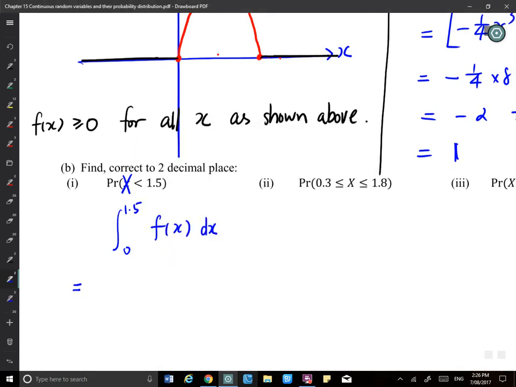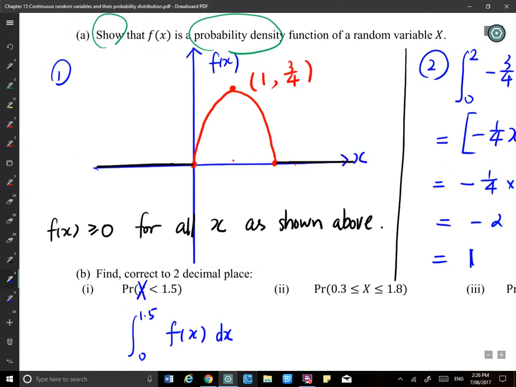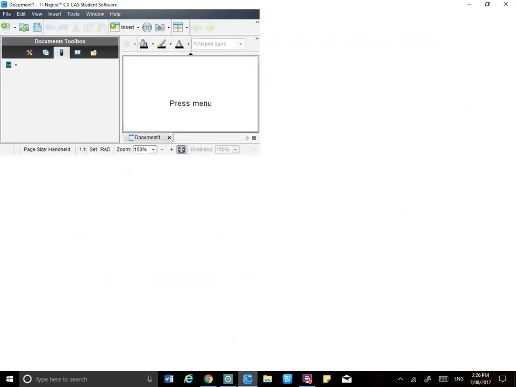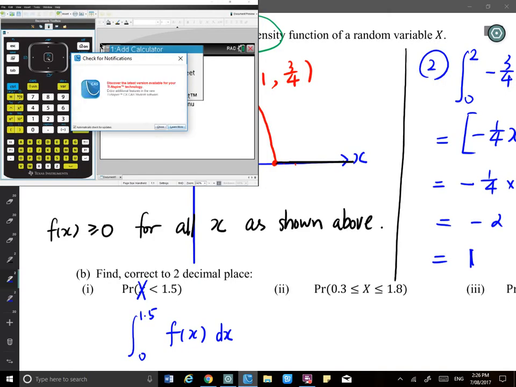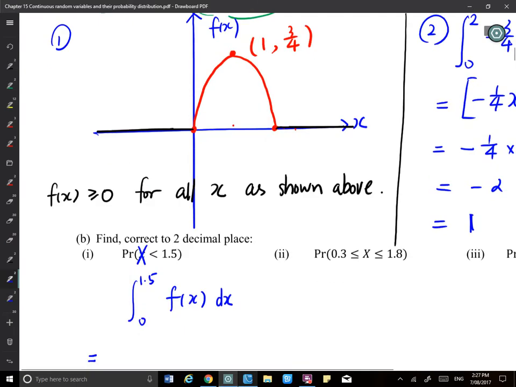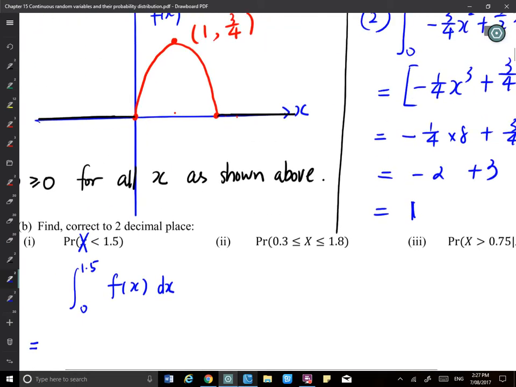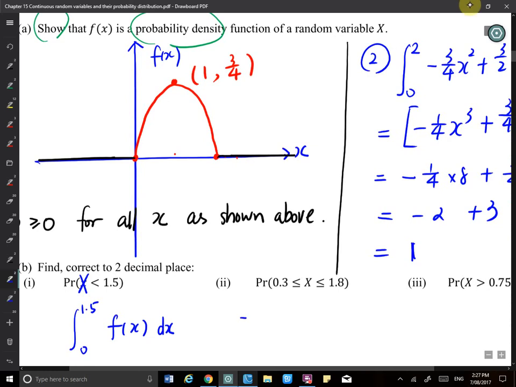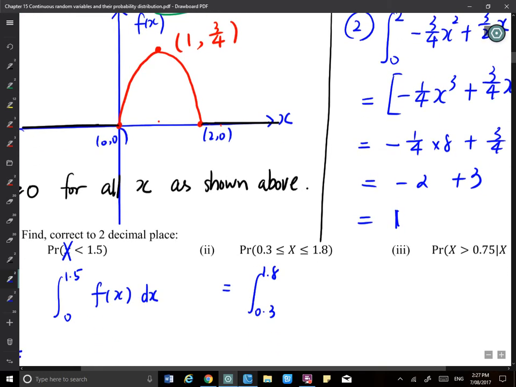I'll use my calculator. I have a lot of students write this wrong. Some of them write negative infinity to 1.5, some write negative 1 to 1.5, which is incorrect. You need to be aware of what the smallest domain you have is. I will just finish writing this. So you have this one. This one you can just have 0.3 to 1.8. Oh, sorry, I need to label the points here: (2, 0) and (0, 0). So 0.3 and 1.8 are always in the domain, which is good.